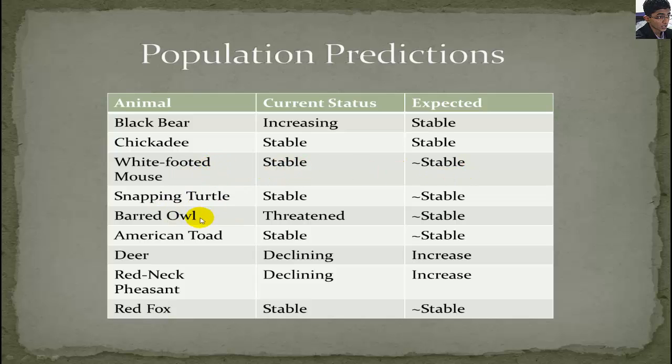For wetlands, the barred owl was being threatened, and these 2 animals were stable. Well, after implementing my plan, all 3 of these animals will become stable. This is because I will leave all wetlands unharmed, considering the fact that wetlands are an important habitat and they should never be messed with. As for forest edge, the deer and the red-necked pheasant both have declining populations. I predict that using my plan, both of these populations will increase. This is due to the fact that I will leave most of forest edge alone.